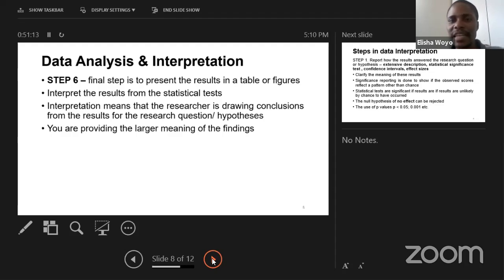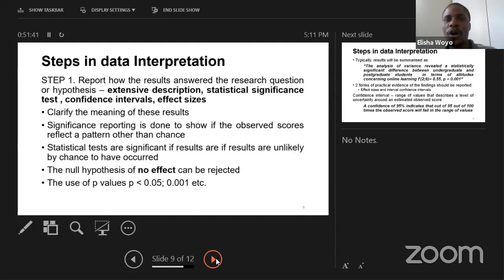And after presenting that particular data, you must interpret the results from these statistical tests. What do these results mean? So interpretation means you as a researcher are drawing conclusions from the results of the research, for you to be in a position to see whether you are answering the research question or not, and you are providing a larger meaning to the findings you got. So when you are interpreting your data, there are two major steps that you need to know.